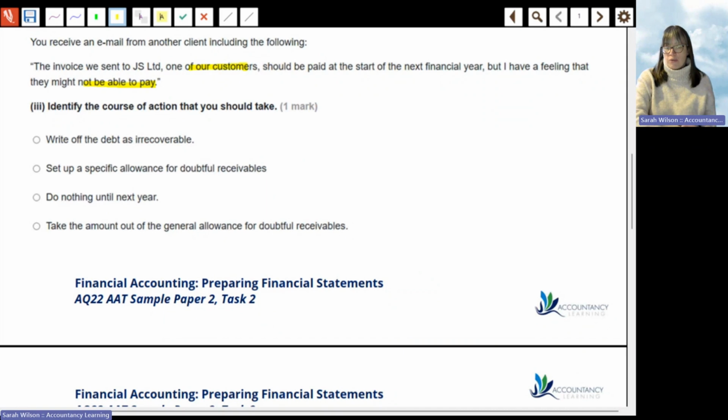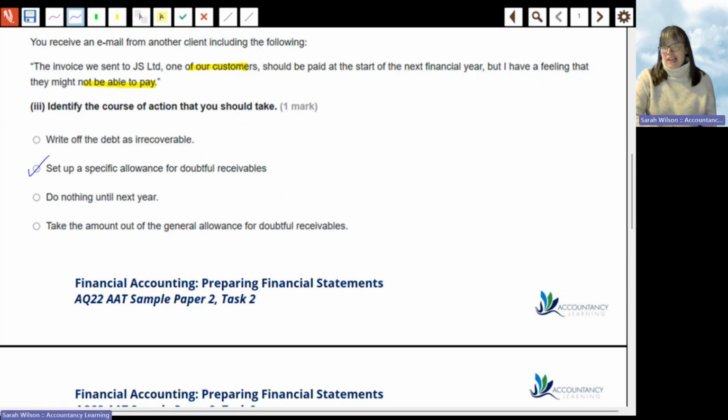for an irrecoverable debt. So looking at the options then, write off the debt irrecoverable. So as I've just said, we can't do that because it doesn't yet meet all the irrecoverable debt criteria. Set up a specific allowance for doubtful receivables.